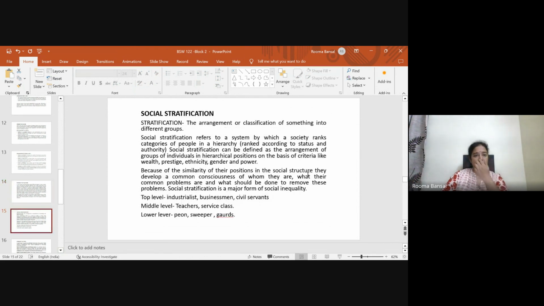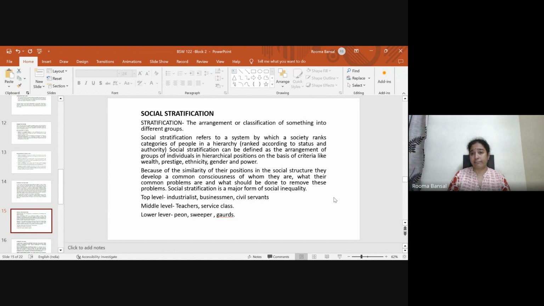Okay, as we move to our next point, which is social stratification. Here you should note down the meaning of stratification. What is stratification? Stratification is the arrangement or classification of something into different groups. It means we are dividing something into different groups. Social stratification refers to a system by which a society ranks categories of people in a hierarchy. Hierarchy means ranked according to status and authority.